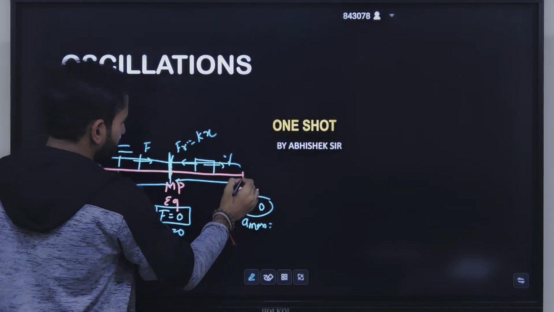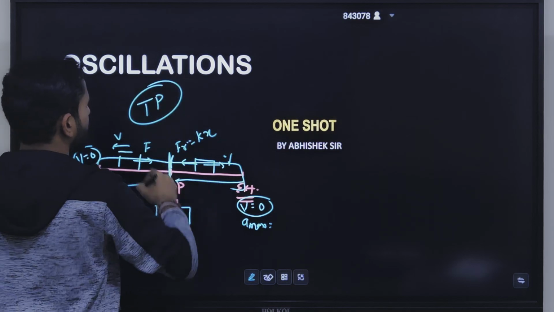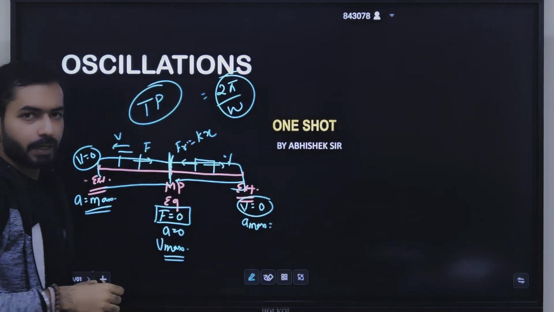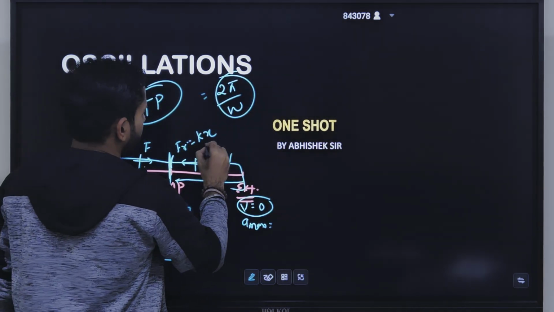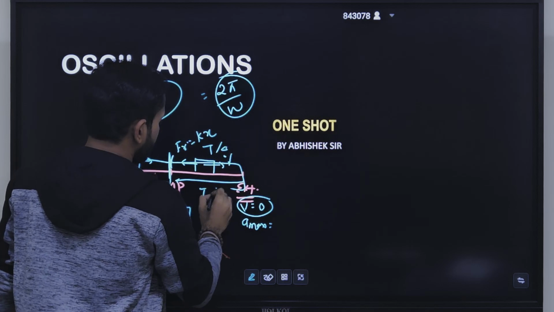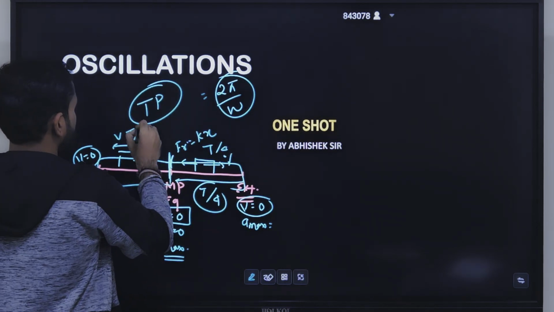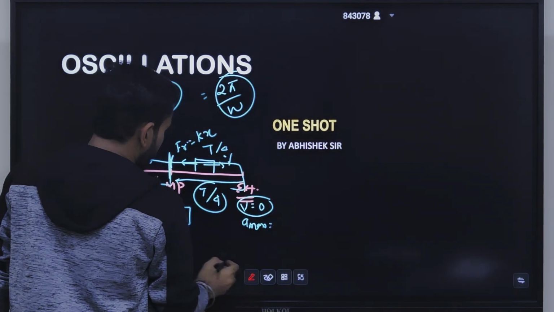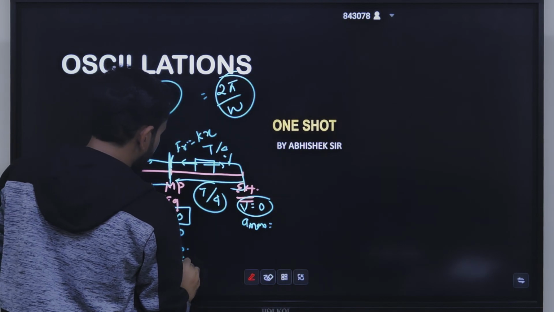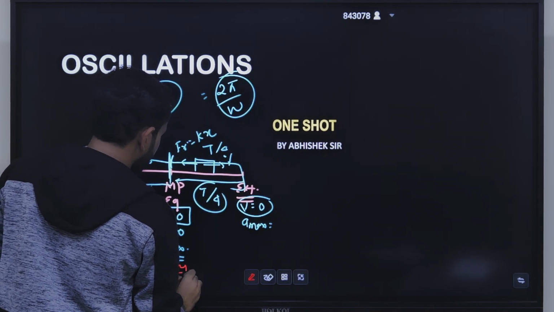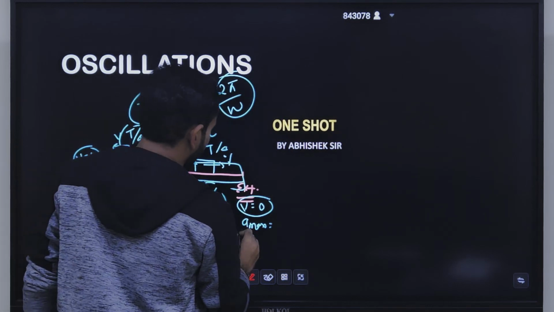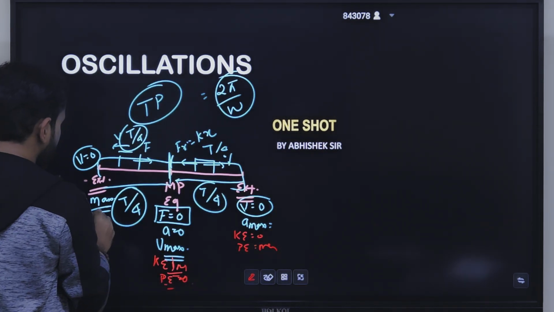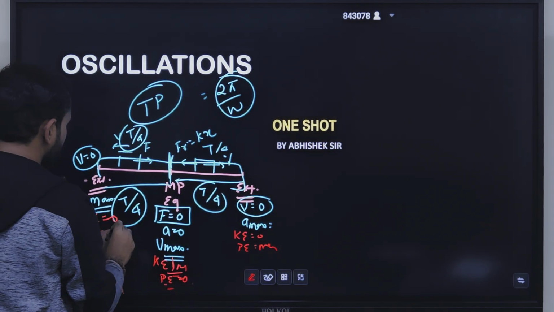The complete time taken for this motion is called the time period, and it can also be written as 2 pi by omega. For one section the time taken is T by 4. For the second section it is again T by 4, here also T by 4, and this section also T by 4. Here kinetic energy is maximum and potential energy is 0. Here kinetic energy is equal to 0 and potential energy is maximum. Here also the same thing: kinetic energy is equal to 0, and here potential energy is also maximum.